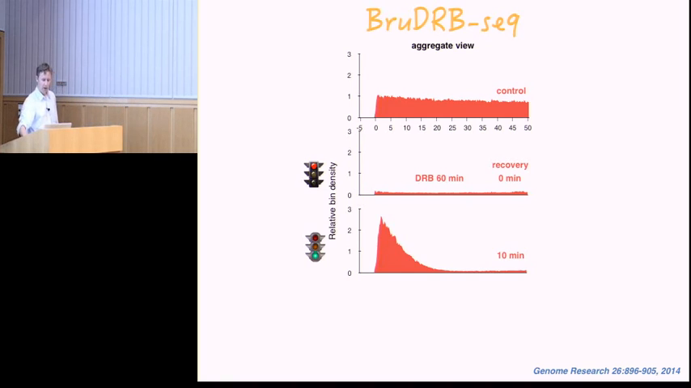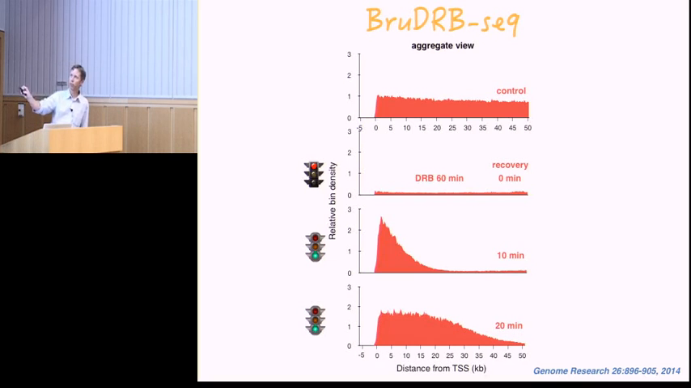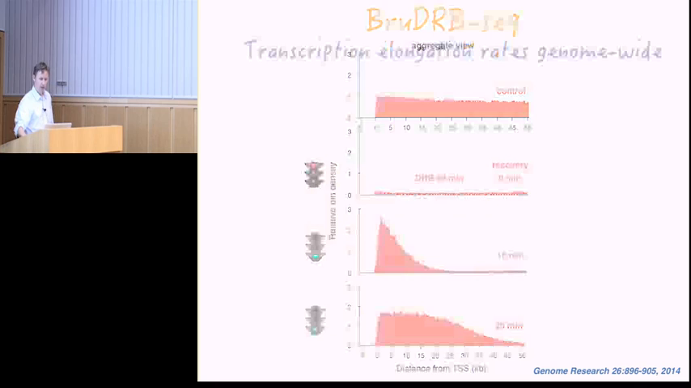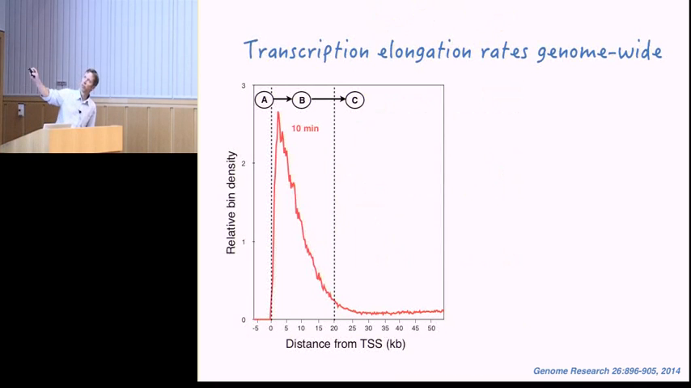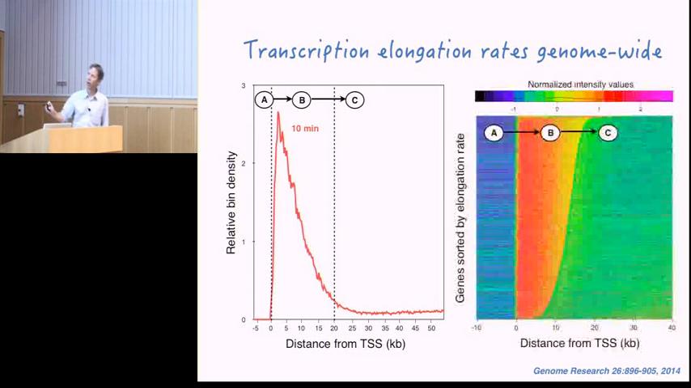And if we allow another 10 minutes to go by, we can see how this wave has moved into the gene. And by measuring the width of this elongation wave, we have three states here. A is upstream of the transcription start site, very few reads. Then you enter this high read region, and at some point you're back to a low level of reads again. So by measuring the width of that, we can determine how far each gene transcribed during the labeling period, which is 10 minutes.